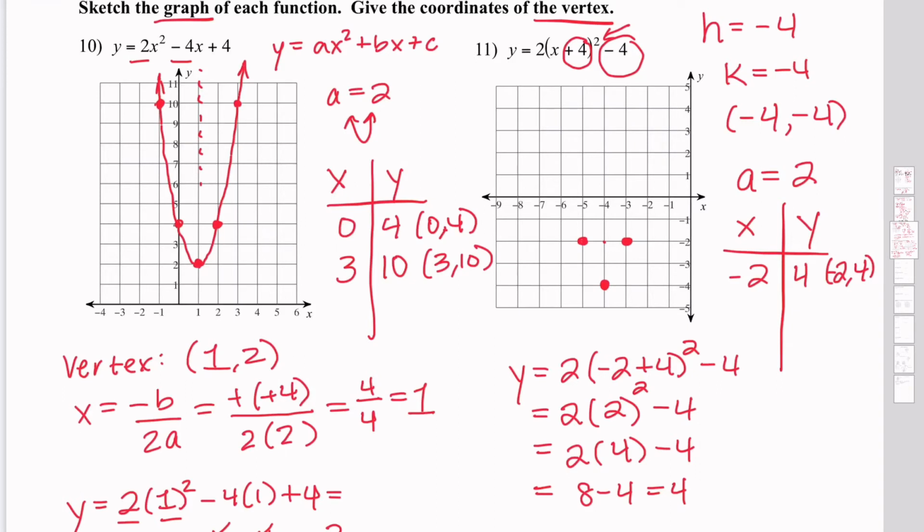Let's graph that right here. And again, looking at the axis of symmetry, which is right down the middle of the vertex, since it's symmetrical, we can also place one dot to the left of our line, 2 spaces, and connect the dots. And that's how the graph looks for this equation.